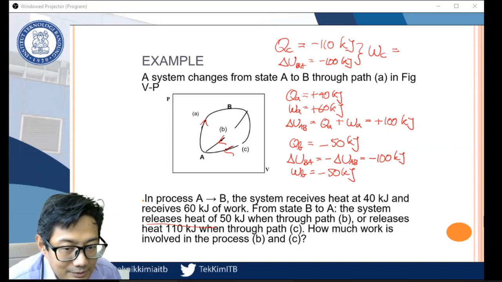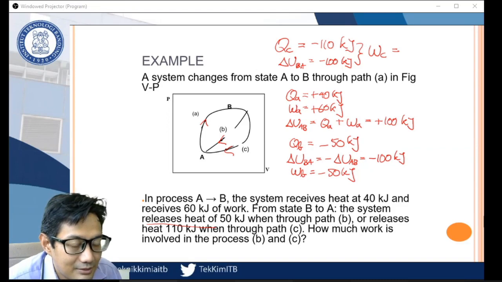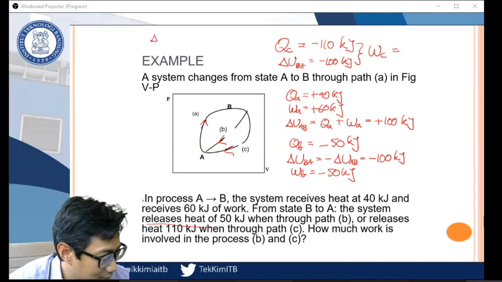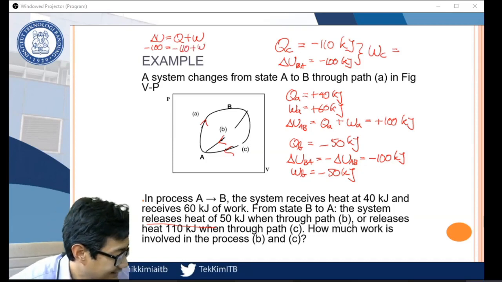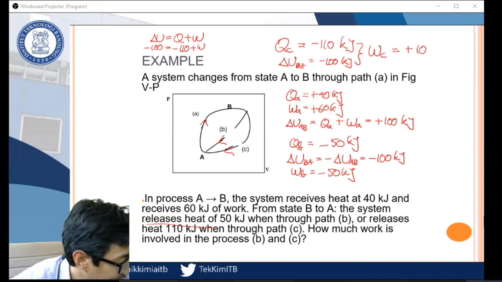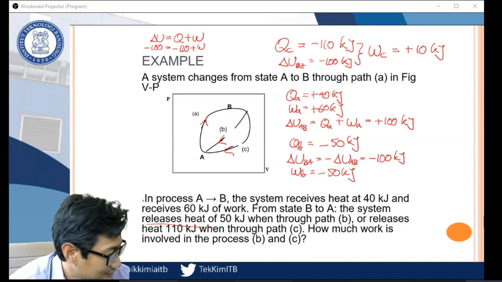Come on guys, try it. Don't be afraid if you made a mistake. Is it 10 kilojoules, sir? 10? No. Try again. I will help you. Delta U is equal to Q plus W. This one is 100. This one is minus 110. Ah, yeah, you're right. Sorry. So it means positive 10 kilojoule, right? So positive means the work is done on the system. Yeah, you're right. Sorry, I made a mistake.